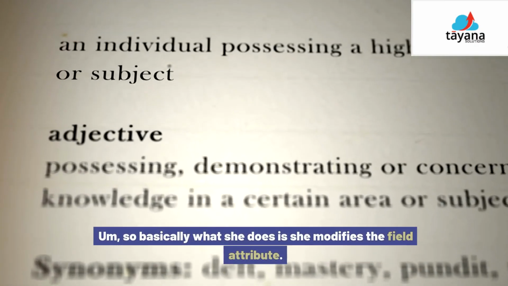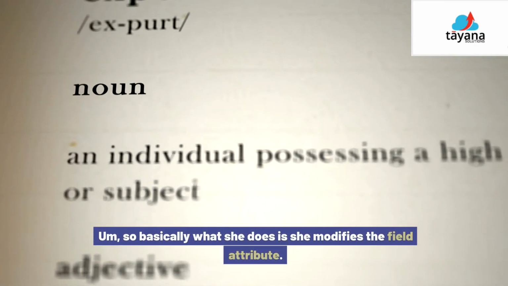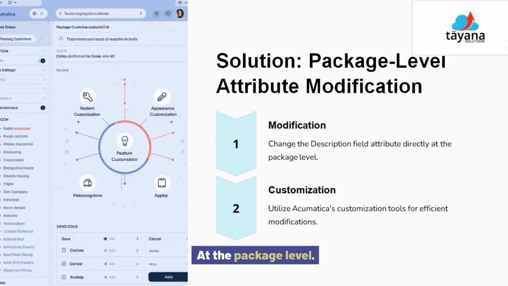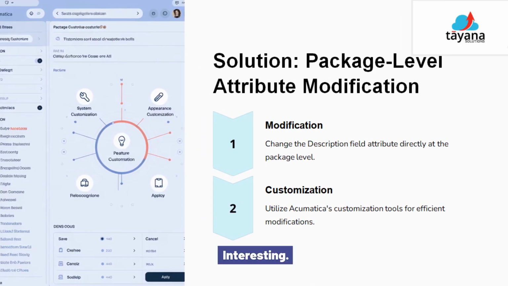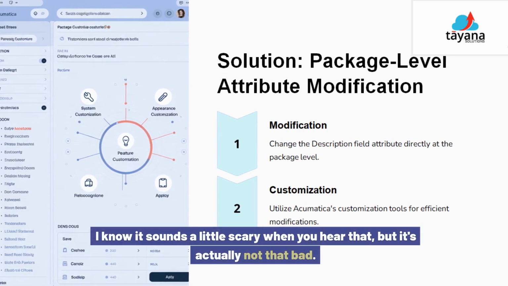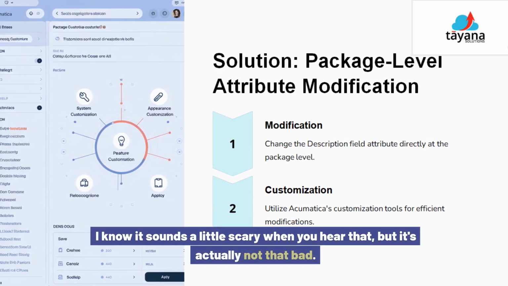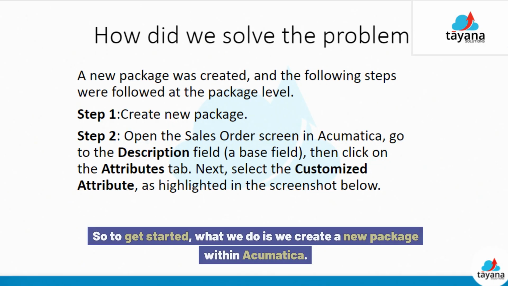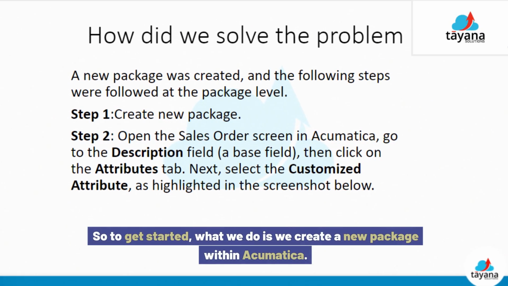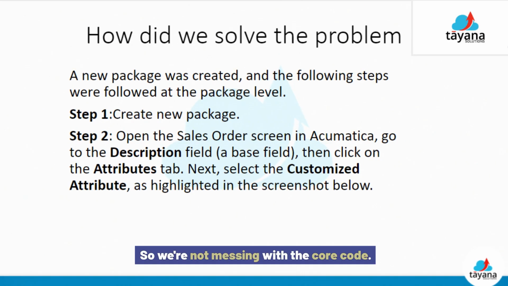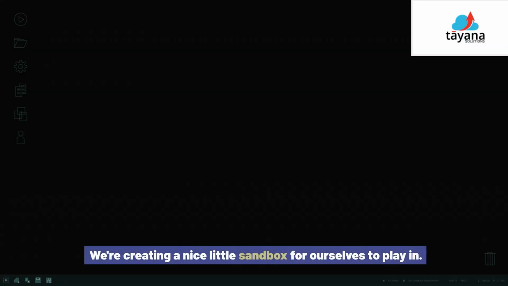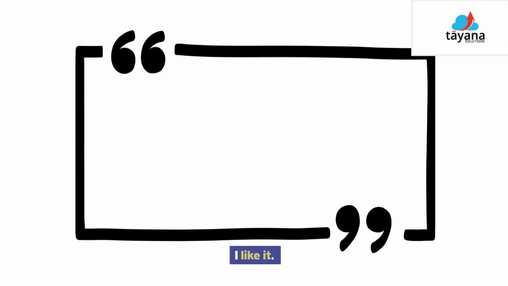So basically what she does is she modifies the field attribute at the package level. At the package level, interesting. I know it sounds a little scary when you hear that, but it's actually not that bad. Okay. I'm intrigued. Tell me more. So to get started, we create a new package within Acumatica. All right, so we're not messing with the core code. No. We're creating a nice little sandbox for ourselves to play in.